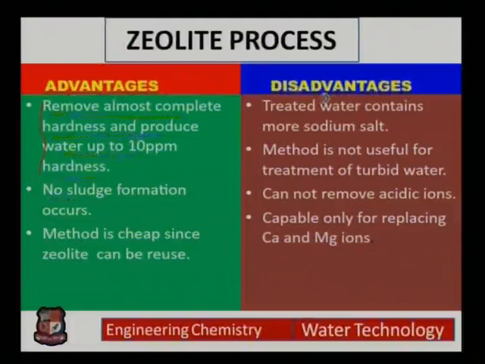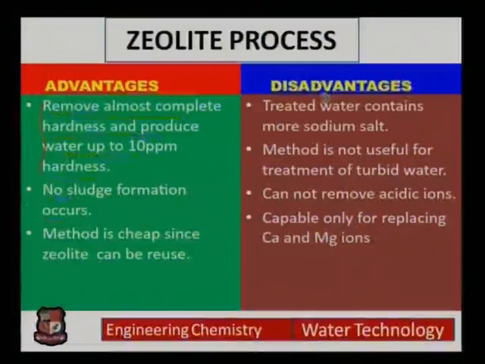No sludge formation occurs. Again, this is the parameter which is better than lime soda process. In lime soda process a lot of sludge was generated, and there was a big problem of the disposal of the sludge. Here no sludge is produced, and there is no problem of disposal at all. Besides that, the method is cheap, since zeolite can be reused. As we have seen the regeneration of zeolite, its maintenance cost is less. As we have seen earlier, in the lime soda process maintenance cost was very high, but here the maintenance cost is less. Again and again we can regenerate the zeolite and we can reuse it.